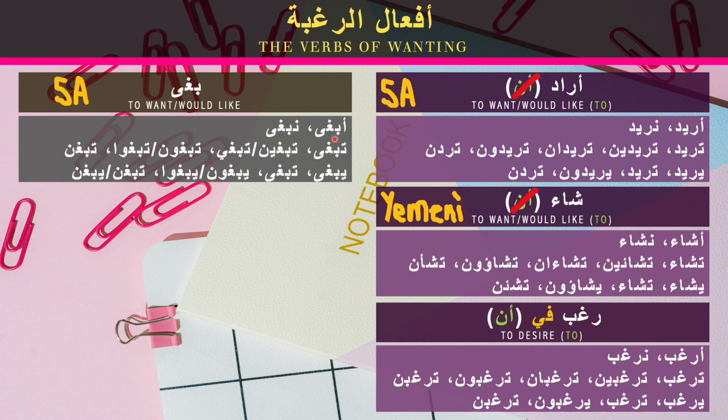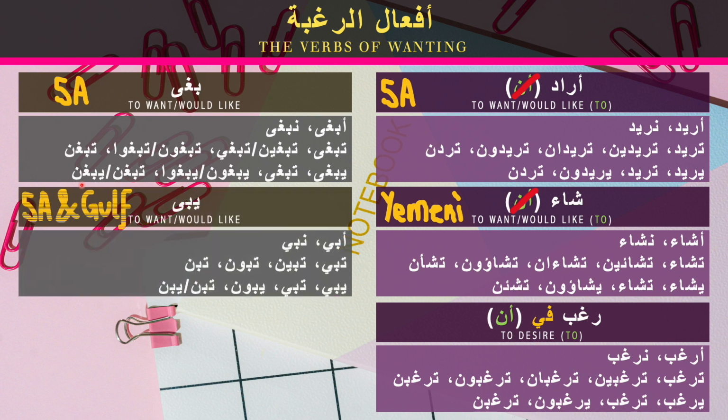So baga, abgha, nabgha, tibgha, تبغين or تبغي, it depends on the dialect. Some dialects remove the noon at the end. تبغون, تبغوا, تبغن, يبغى, تبغى, يبغون, يبغوا, تبغن, يبغن.